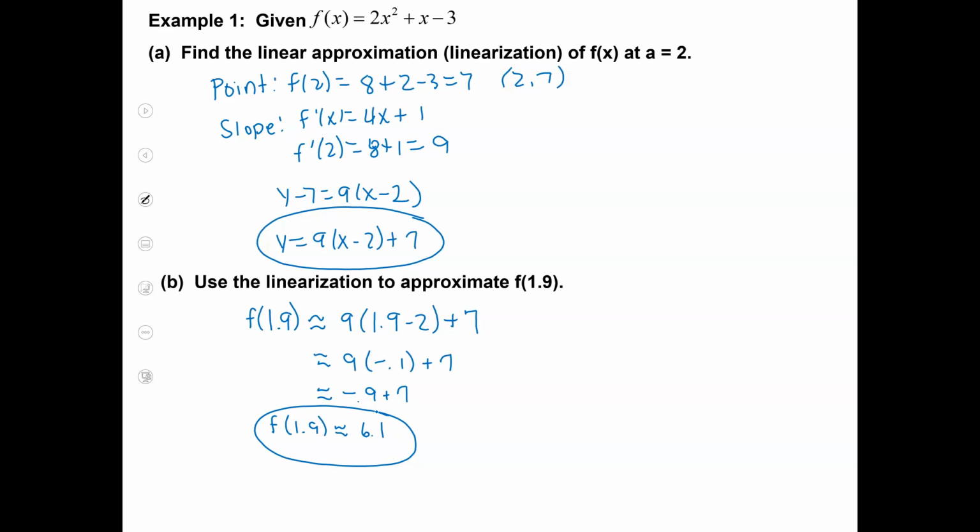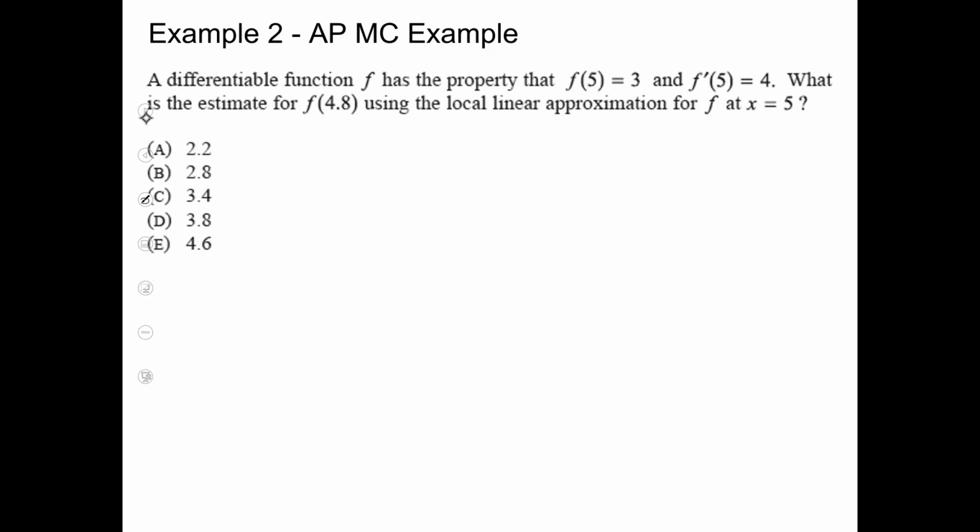Not too bad? Okay. All right, so we're going to do a multiple choice question. A differentiable function f has the property that f of 5 equals 3 and f prime of 5 equals 4. What is the estimate for f of 4.8 using the local linear approximation at x equals 5? This is really just asking us to do the same thing, but all in one big step. Notice it asks for the local linear approximation at x equals 5. That's just a fancy way of saying write the tangent line at x equals 5 and then use it to approximate at a value of x equals 4.8.